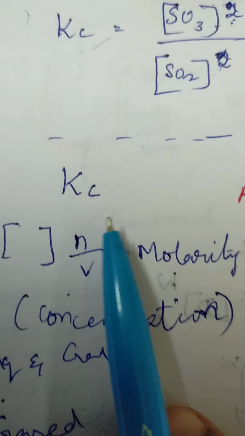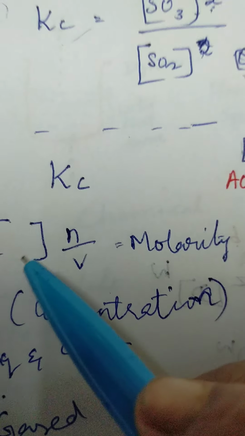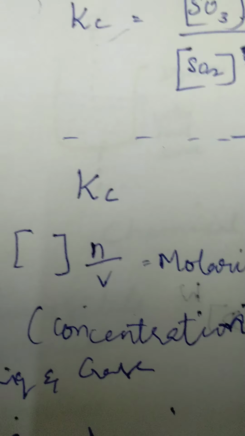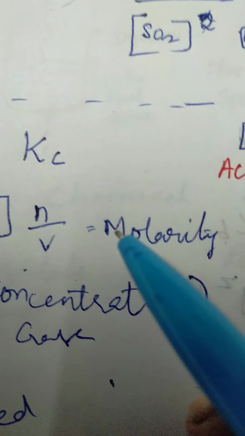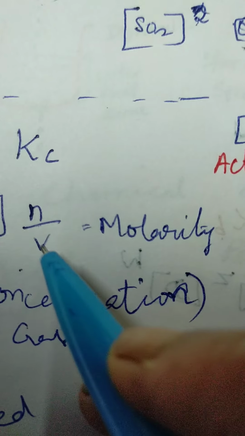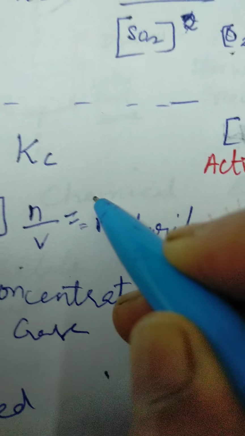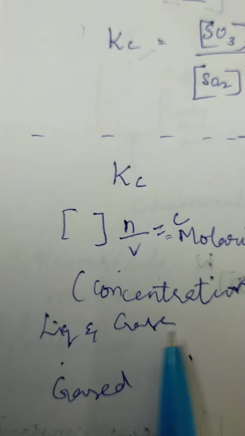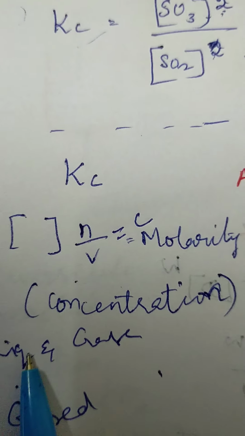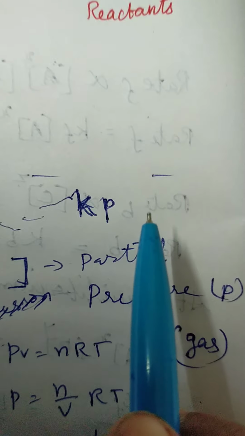What is Kc? Actually, n by V is molarity, the active concentration of a particular reaction. How to calculate it? C is equal to the number of moles per volume, that is molarity, so n by V is equal to C. This concentration can be used for liquids and gases, not for solids. So Kc is for liquids and gases, not for solids. The square bracket denotes active mass.